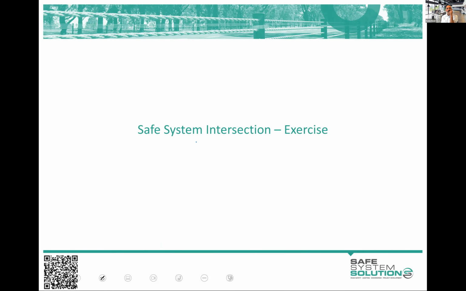Okay, safe system intersection exercise. So I'm getting you into doing something pretty quickly. I'm going to give you the introduction to this little exercise, and then you're going to have a little bit of time to think and to write down your answers.